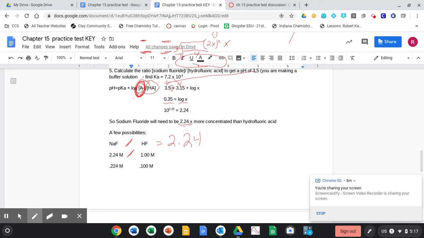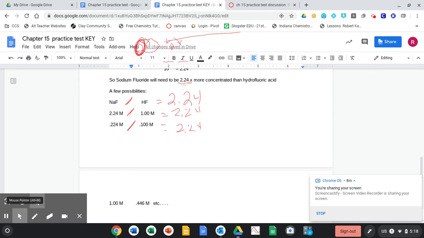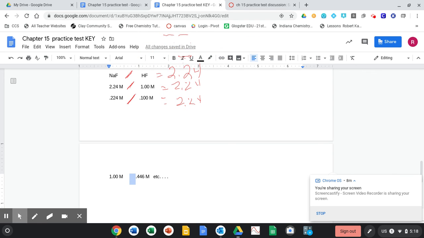So you can see if I divide these two, it's going to give me 2.24. If I divide these two, it's going to give me 2.24. And then I even did one more down here. If I divide that, it's going to give me 2.24. So here's just a few possibilities of the possible concentrations that will give me that pH.